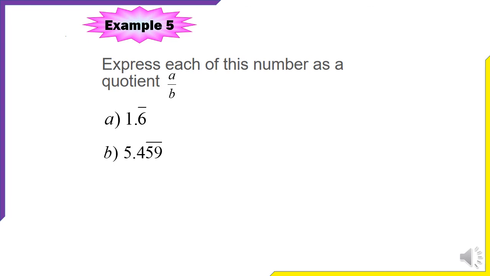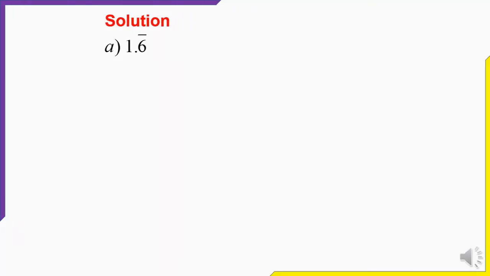Express each of these numbers as a quotient a over b. What is this question? By using the progression, we can express this value into a fraction. So it's actually related to our rational numbers in the set. To solve these questions, for question A, 1 over 6 bar. This means that this number will be 1 over 6, 6, 6, 6, 6, and so on till infinity.